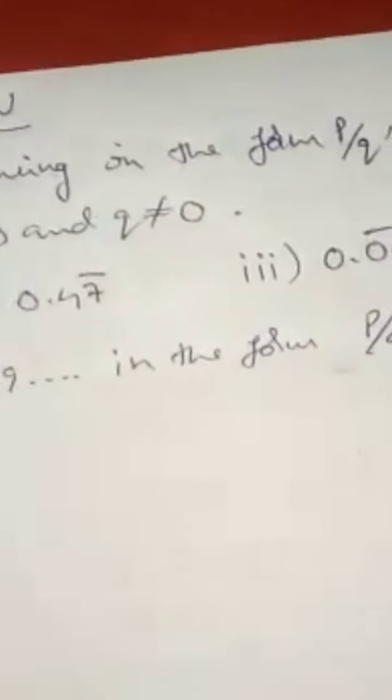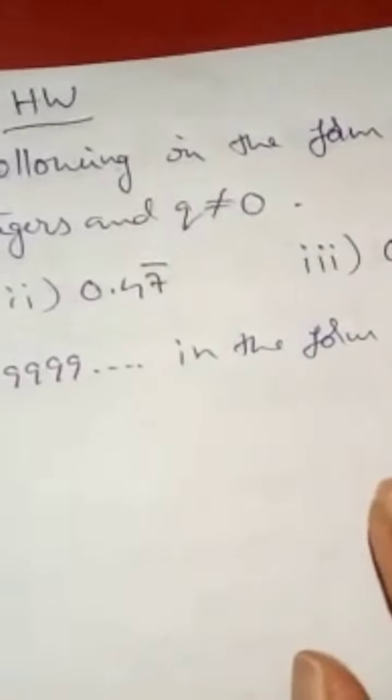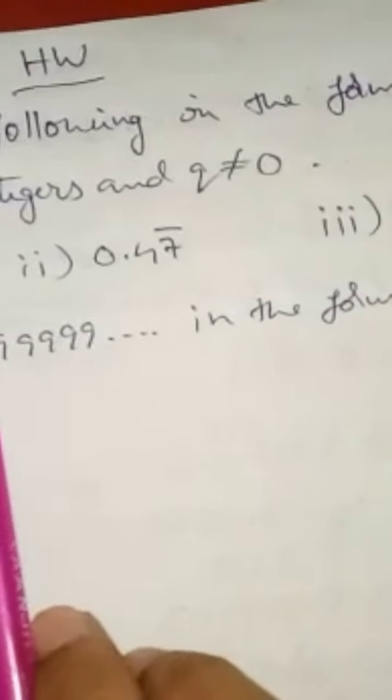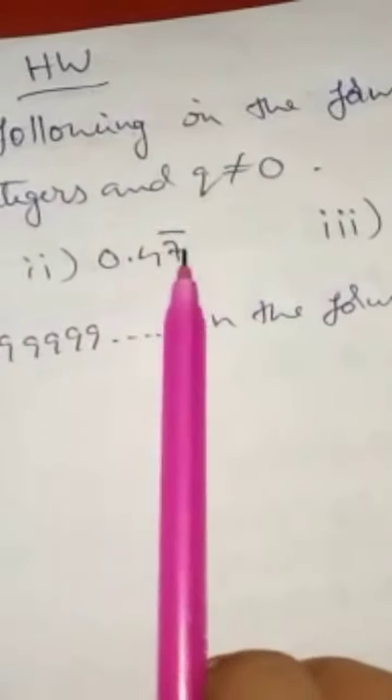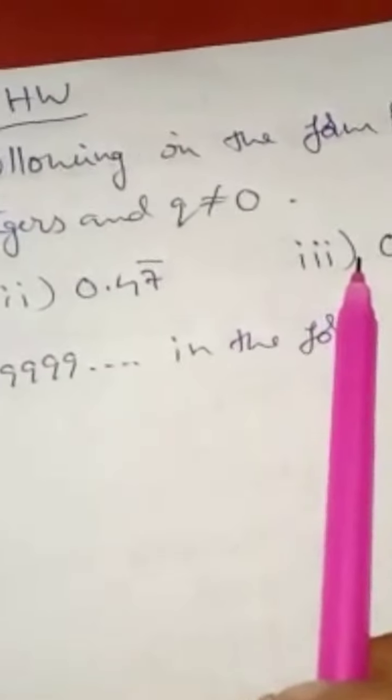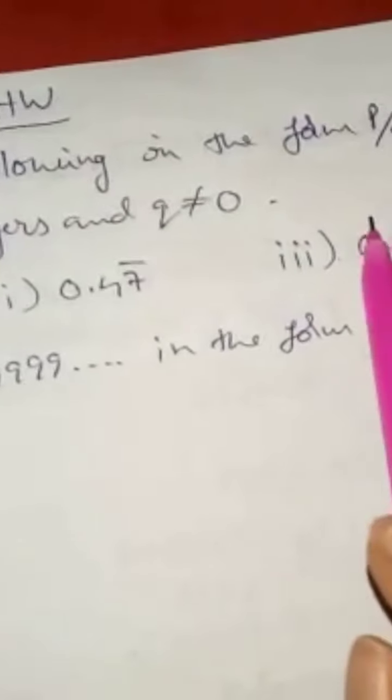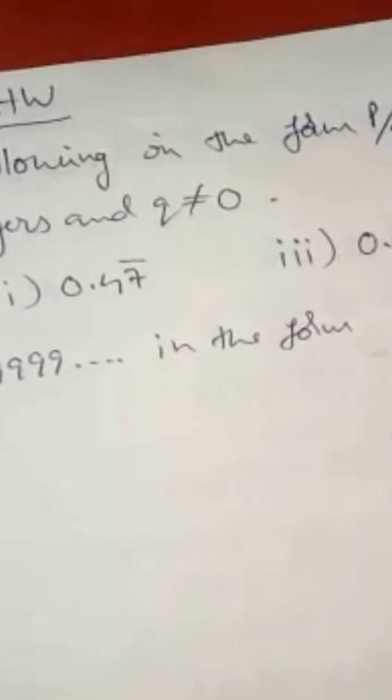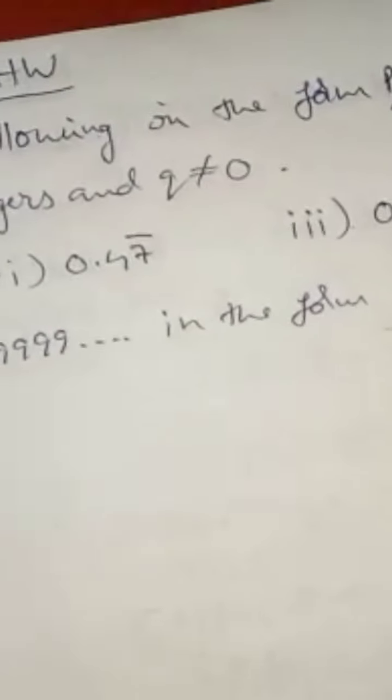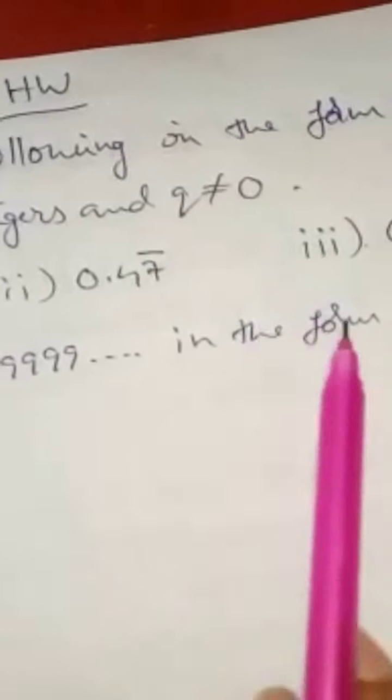Students, take down some homework questions. First question, express the following in the form of p by q, where p and q are integers and q not equals to 0. First, 0.6 bar. Second, 0.47 bar. Third question, 0.001 bar. This bar is for 3 digits. Next question, express 0.999 etc. in the form p by q.